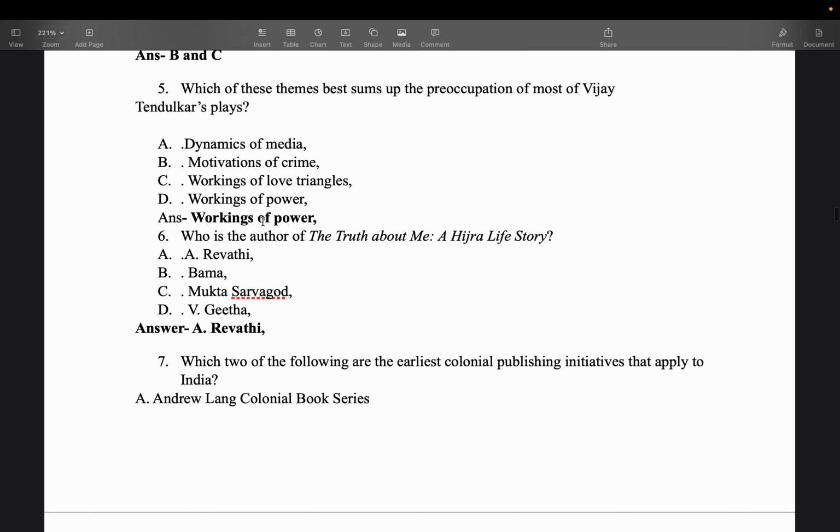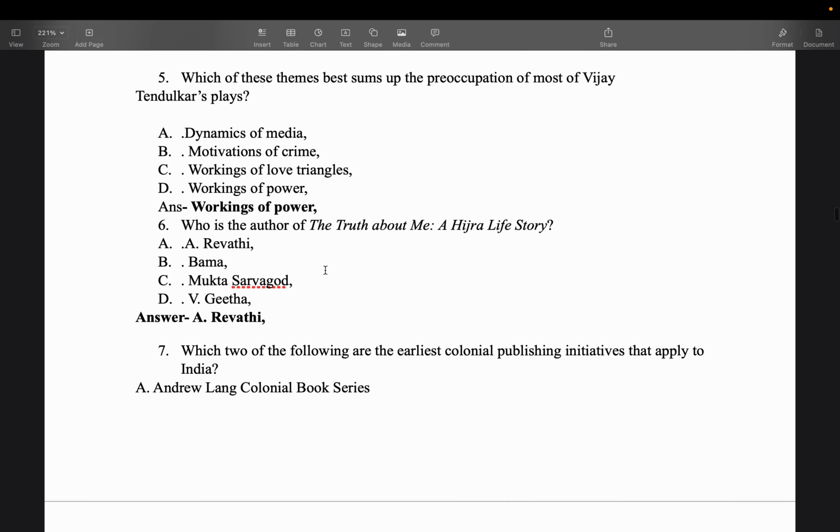General knowledge questions. Which of these themes best sums up the preoccupation of most of Vijay Tendulkar's plays? Dynamics of media. No. Motivations of crime. No. Workings of love triangles. No. Workings of power is correct. And if you know our Vijay Tendulkar, this is easy. Sakharam Binder, Shantata Court Chalu Aahe. All these famous plays are about workings of power.